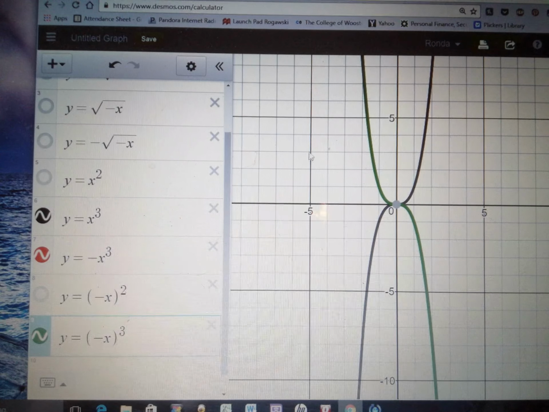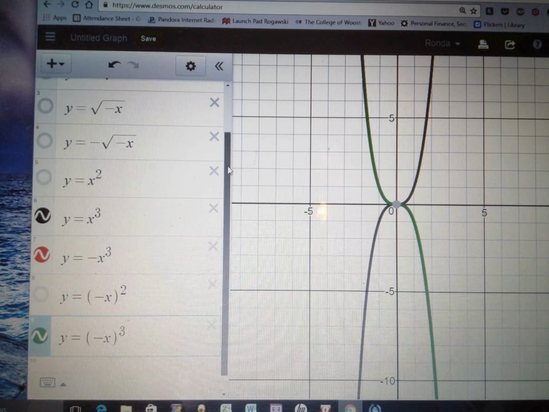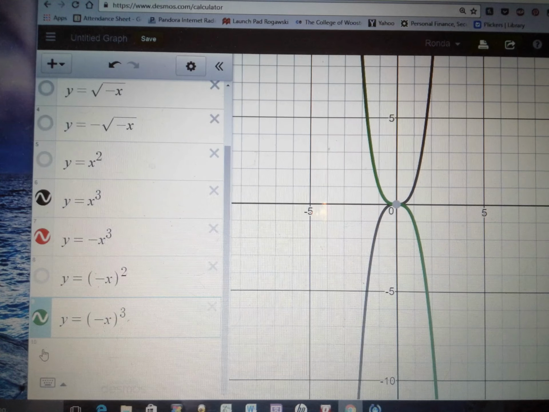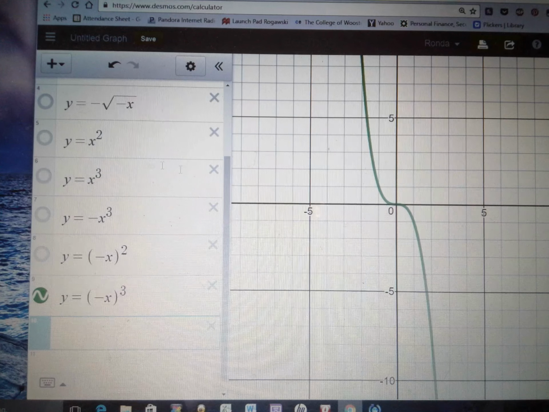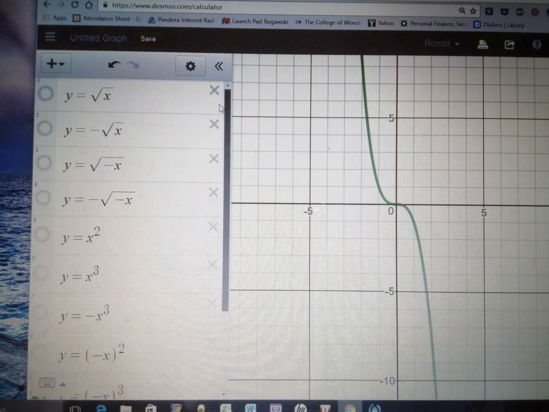All right, so let's talk about one more case. Okay, so let's take these other graphs off of here.